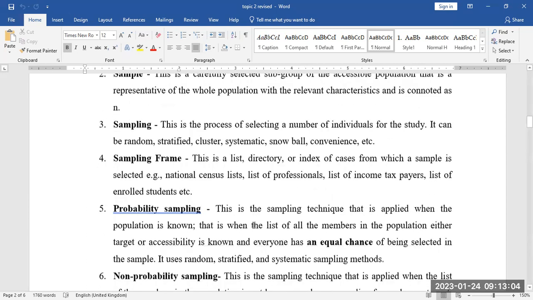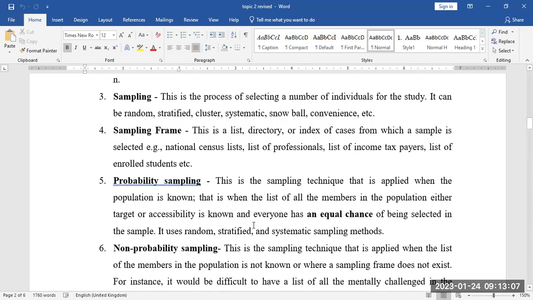Then sampling is the process of selecting, getting the sample from the population. That is what we call sampling. The process of selecting a number of individuals for the study. The process that you use to collect a sample from a population is called sampling. Then a sampling frame is simply a list, a directory or index of cases from which a sample is selected.